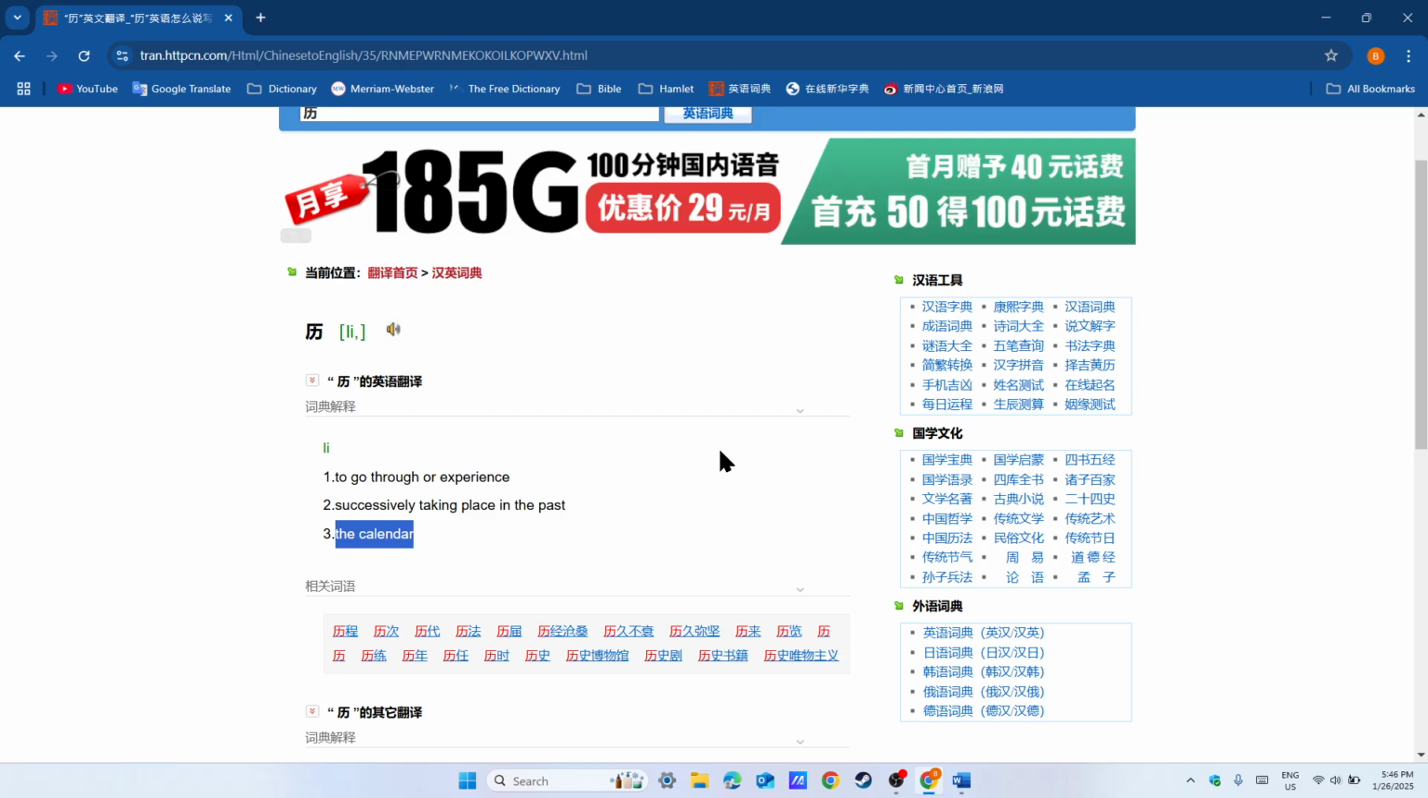But I will point out that for this single word li, here it can represent the calendar. This is pretty much correct. But the second explanation says successively taking place in the past, and this meaning cannot be expressed by this single word. I want to point out, if this is a single word, it is very hard to say successively taking place in the past. Not exactly, according to my understanding. You know, my mother tongue is Chinese.